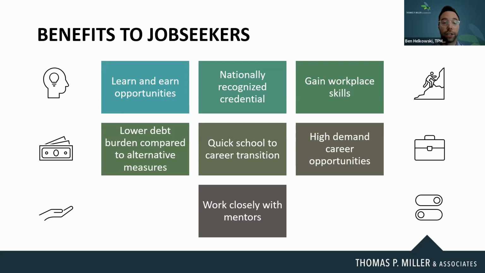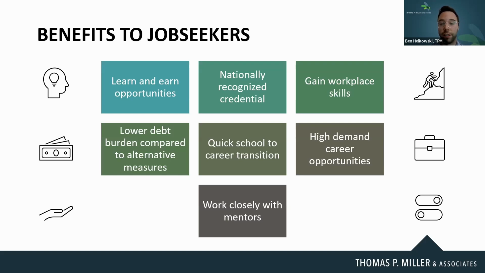Benefit number 5, there's a quick school to career transition. So tying into that lower debt piece, by not pursuing higher education, apprenticeship programs can take anywhere between 6 months to a few years. With that said, apprentices can come right out of high school and make a quick impact right away.